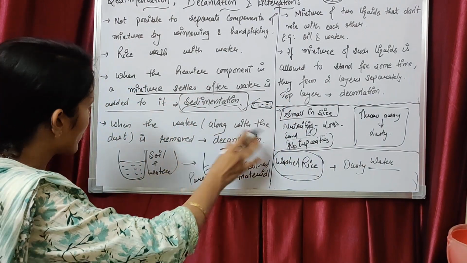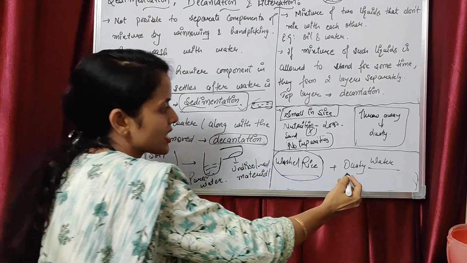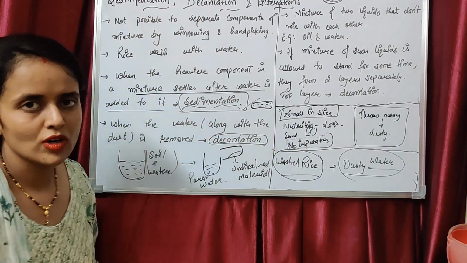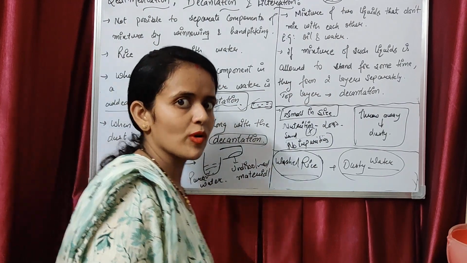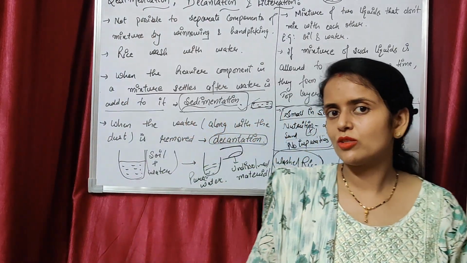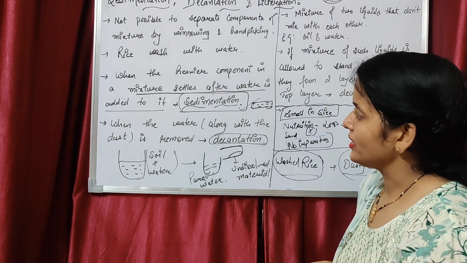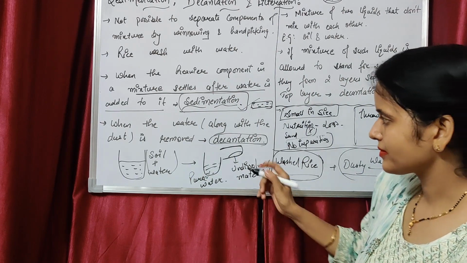When the water along with the dust is removed, that is called decantation. The dusty water, when removed from the rice, this process is known as decantation. So there are so many processes which are used in our kitchen also. A housemaker, or you can say a household woman, can perform all these processes in their kitchen.